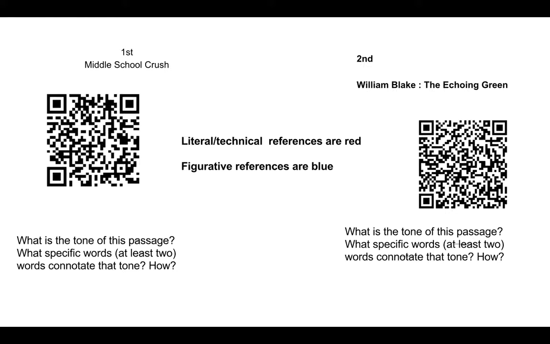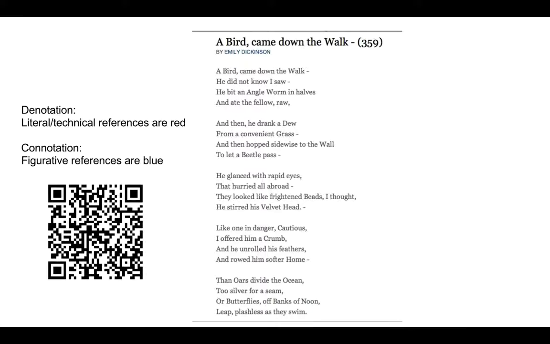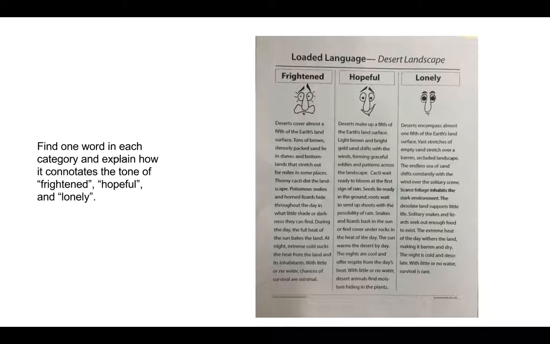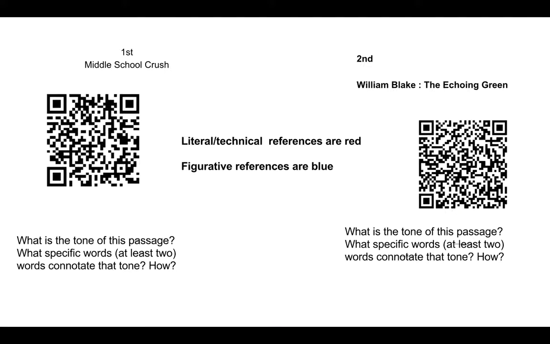But you're going to tell me with the tone of the passage, what specific words, at least two, connotate whatever tone you feel it is, and how does it connotate that tone. Remember when we did this together, that there were certain words that connotated frightened or hopeful or lonely. And so you need to figure out what is the tone of this poem and what words connotate that tone, and then tell me, how do you know? Okay?